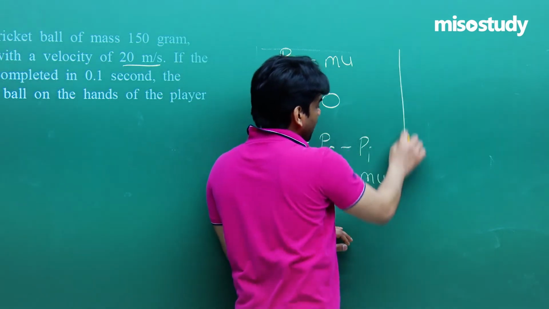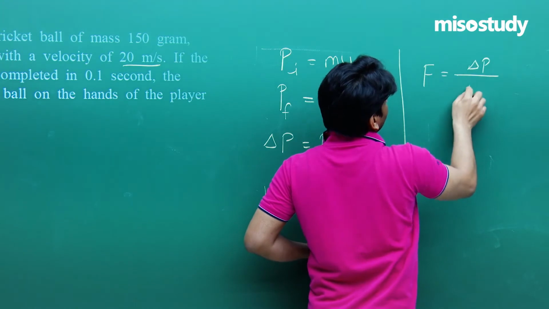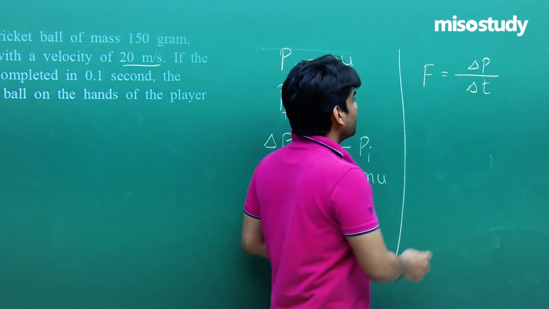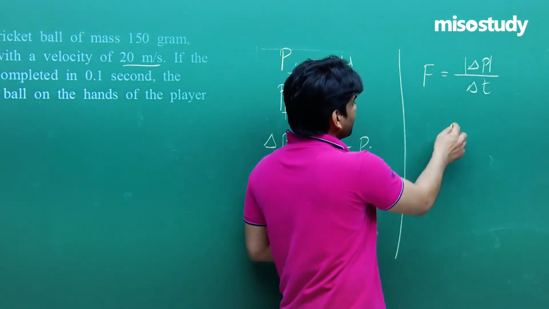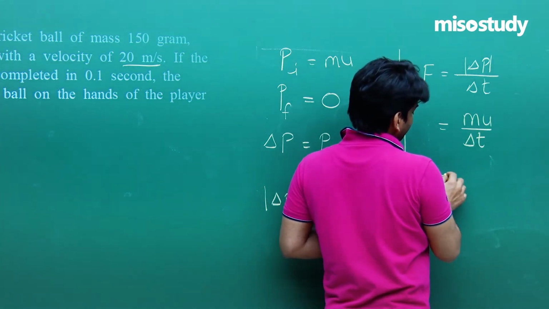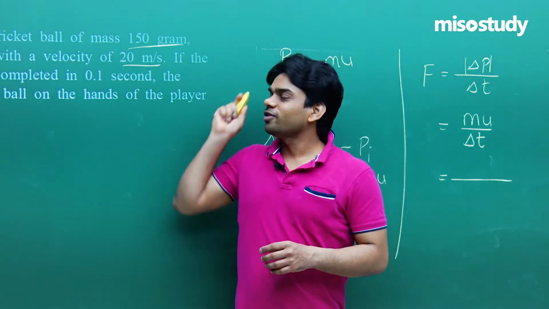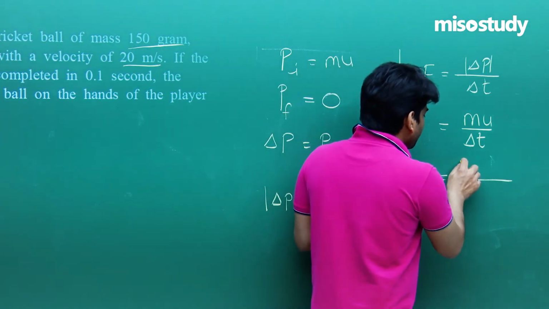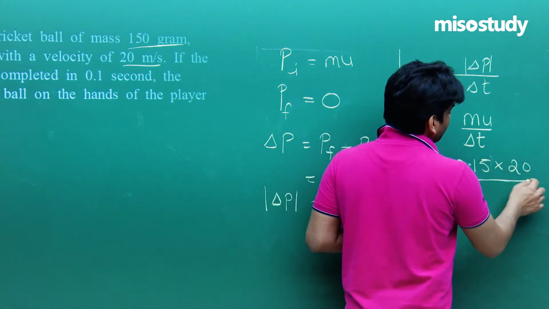Force, we all know, is given as change in momentum upon the time interval during which the momentum changed. So here I have to use the magnitude, so I am using mod delta p. This will come out to be mu divided by delta t. Mass is given as 150 grams. Clearly you can identify mass is 150 gram. U is 20 meter per second. 150 gram can be written as 0.15 kg multiplied with 20 meter per second divided by 0.1.